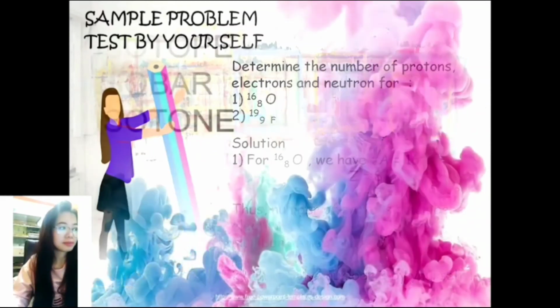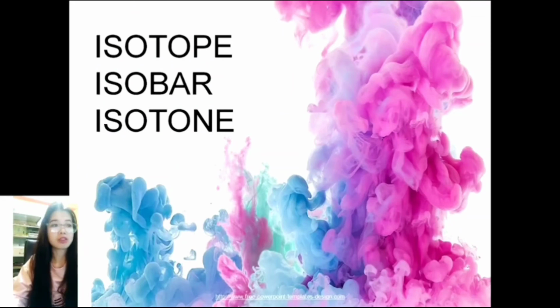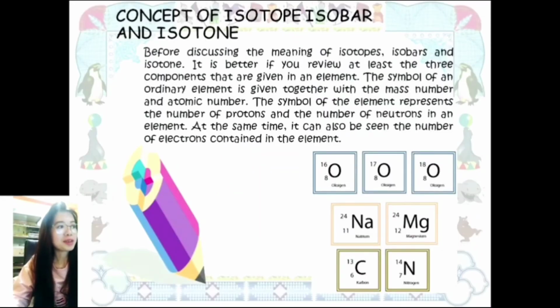Next, isotope, isobar, and isoton. Next, the concept of isotope, isobar, and isoton. Before discussing the meaning of isotope, isobar, and isoton, it's better if you review at least the 3 components that are given in an element. The symbol of an ordinary element is given together with the mass number and atomic number. The symbol of the element represents the number of protons and the number of neutrons in an element. At the same time, it can also be seen the number of electrons contained in the element.